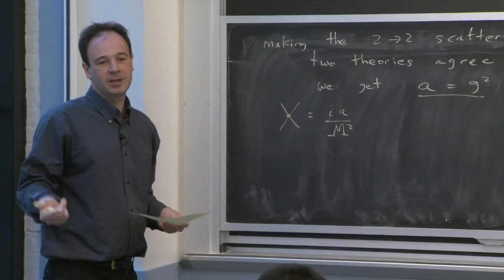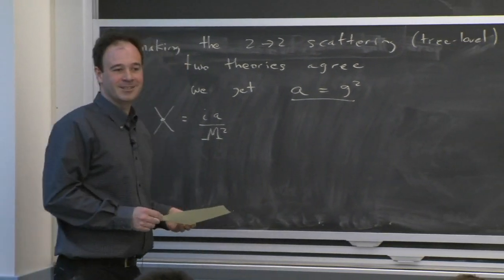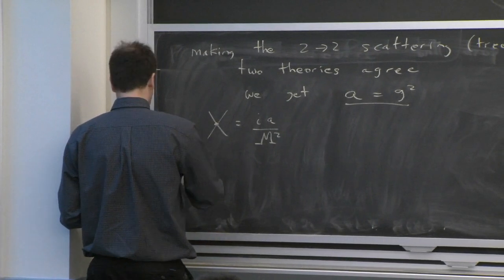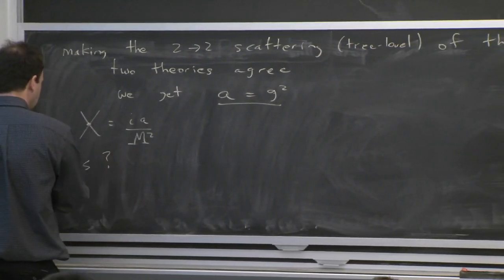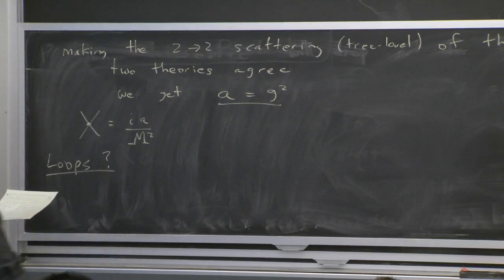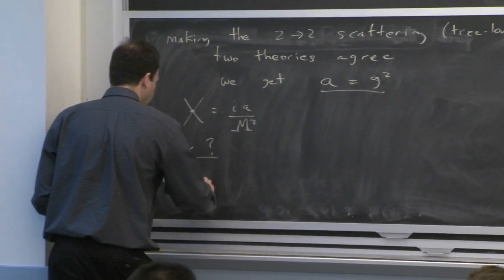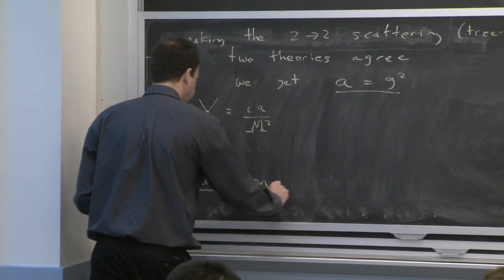It's only a little more complicated when you have to take into account loops. So that's what we'll spend most of this section discussing, since this part is easier. So what about loops? What are some of the issues that come up there? Well, the first one is that the Feynman diagrams diverge, so you have to regulate them.